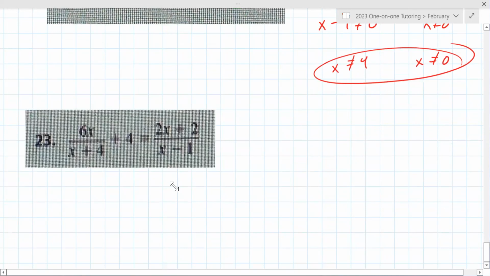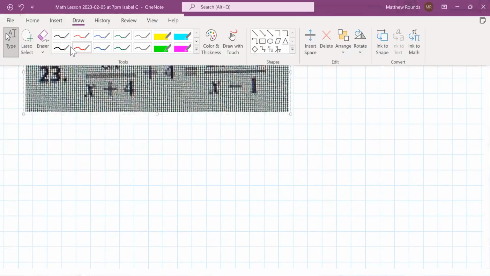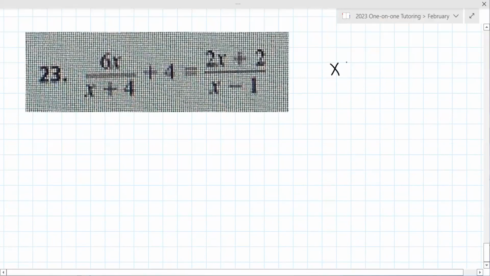Okay, so let me do a better job on this one of starting out by saying, okay, let's exclude the bottoms. X plus 4 cannot be 0. X minus 1 cannot be 0. So X cannot be -4. X cannot be 1.